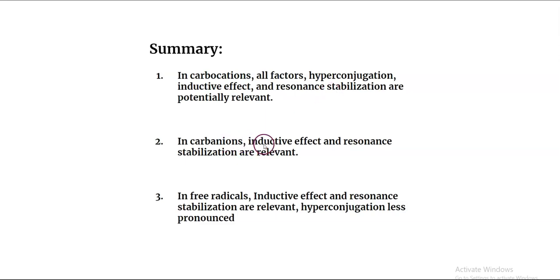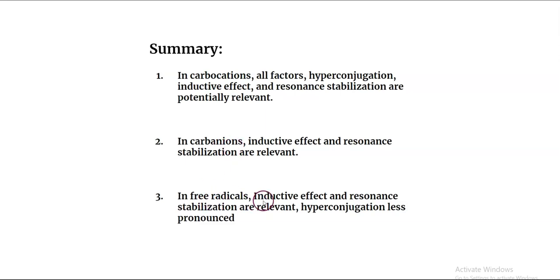In the case of carbanions, inductive effect is present if there are alkyl groups around. The positive inductive effect would destabilize the carbanion and the negative inductive effect would stabilize it, opposite to the carbocation. Resonance stabilization might be present for allylic carbanions, but there is no hyperconjugation. Important thing, okay? Because the p orbital in the negatively charged carbon is completely filled, so there is no hyperconjugation.